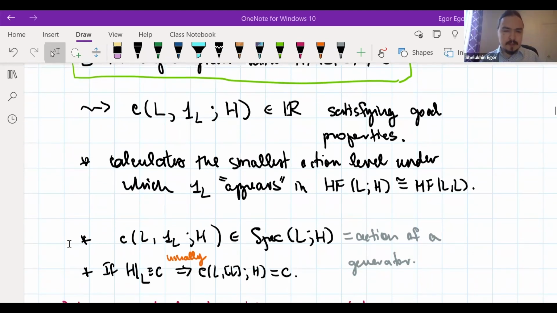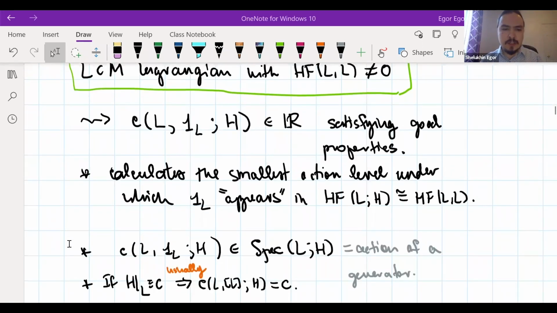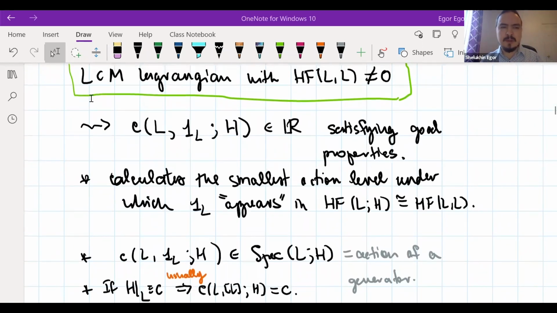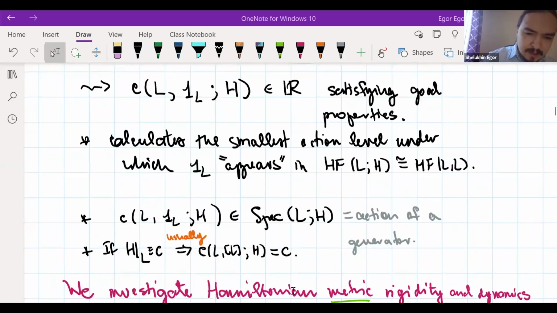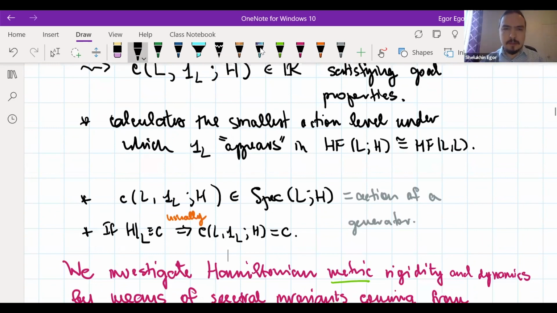And finally, under certain technical conditions, basically you want all the periods and relative periods of omega to be rational, if H restricted to L is a constant, then this spectral invariant actually equals this constant. I wrote here a fundamental class because that's how I usually write, but I prefer here to write just unit to make it less ambiguous.